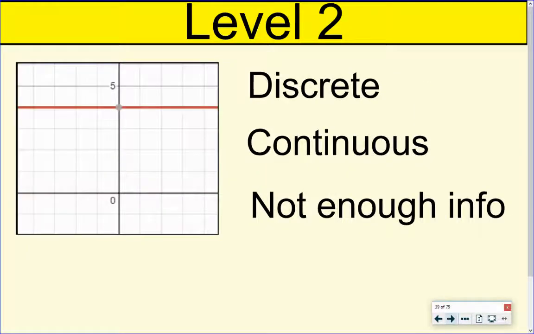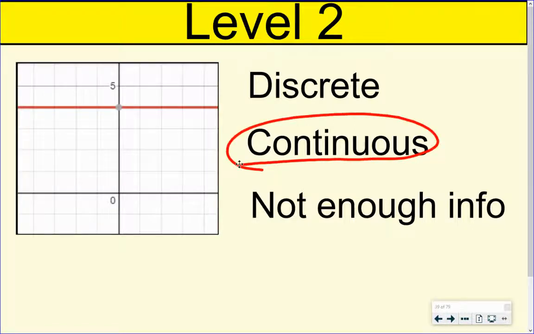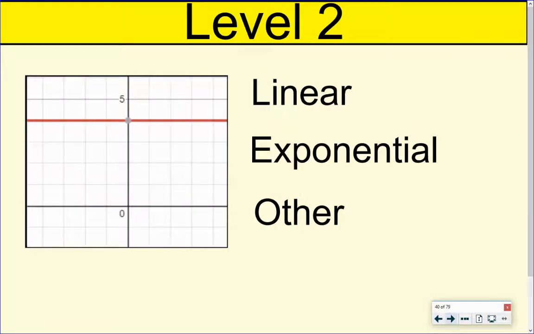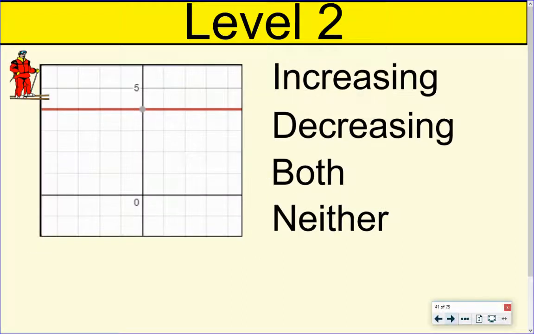Okay, here's a new graph. The red part is the graph, so is it discrete or continuous? Hopefully you're saying, oh, that's continuous. It's not dots, it's a line. Next, is it linear or exponential? I hope you're saying, oh, look, it is a line. So it is linear.